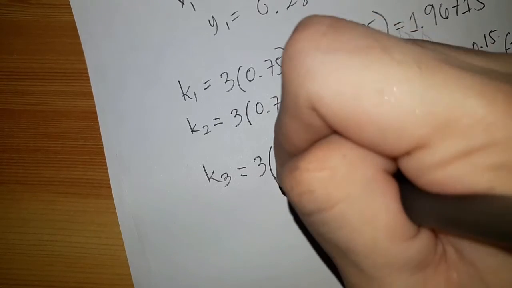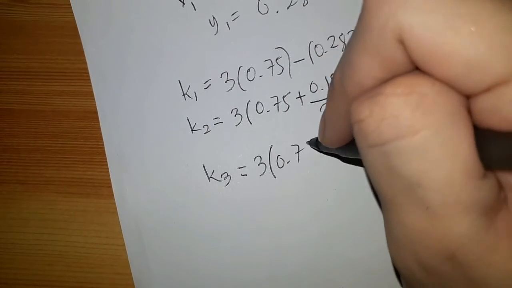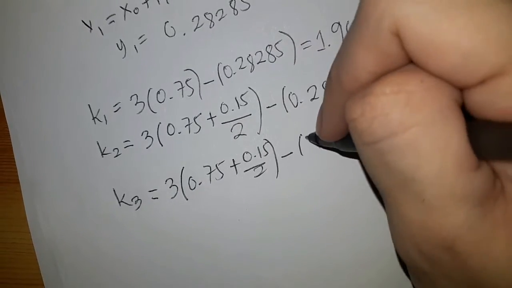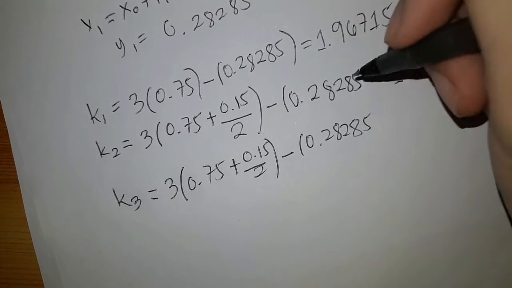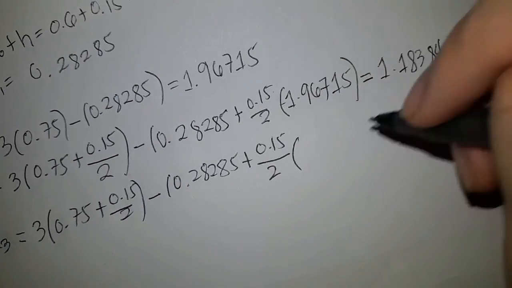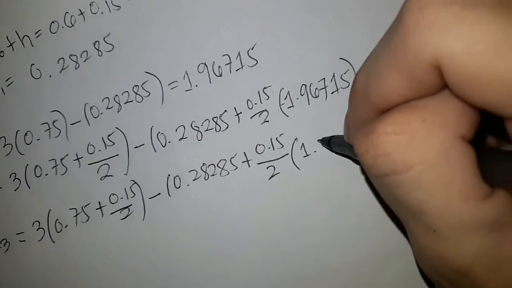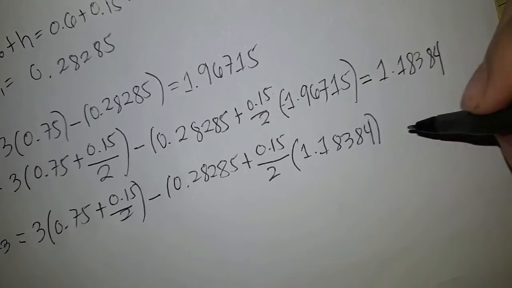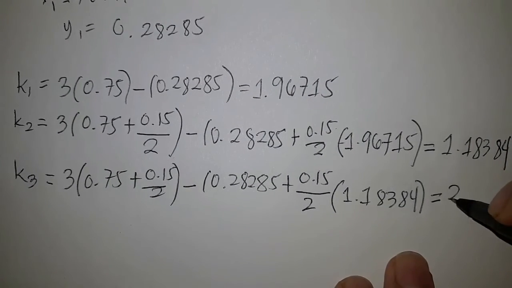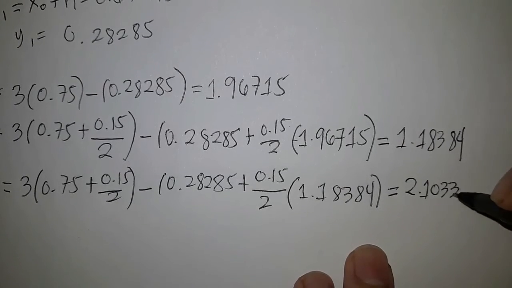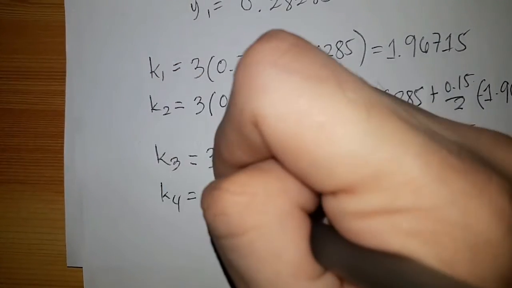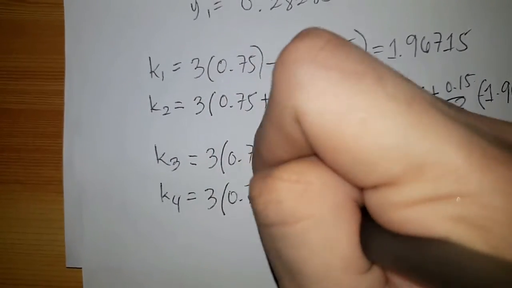So for k3, 3 times the quantity of 0.75 plus 0.15 divided by 2, minus 0.28285, which is the value of y1, plus 0.15, which is our step size, divided by 2 times the value of k2, which is 1.18384. So our k3 is equal to 2.103362.